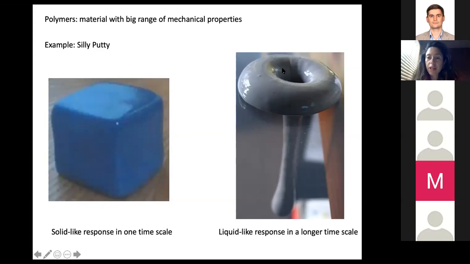So this is a dramatic effect where we have a hole in the middle and you can see it flowing. So what is causing this fantastic change in the mechanical properties, and which is responsible for why they are so useful?